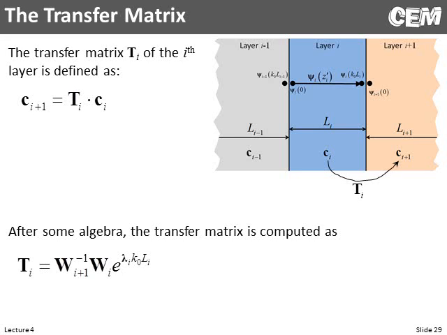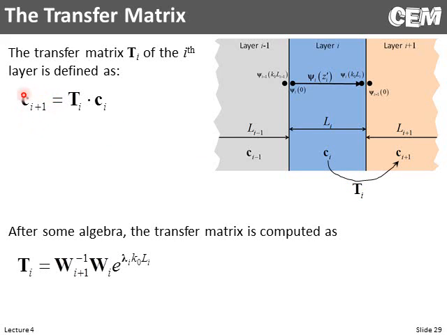Okay, so now let's define a transfer matrix. It is a matrix that if we multiply by C sub I, if we know numbers for that, we would get the mode coefficients in the next layer. If somehow magically we could calculate that.